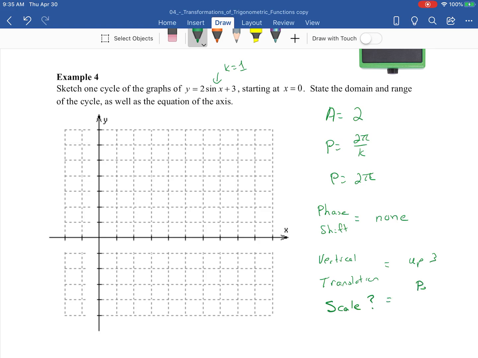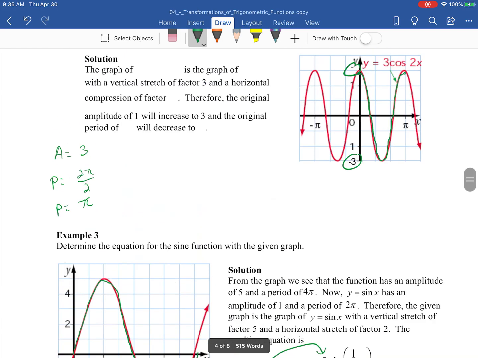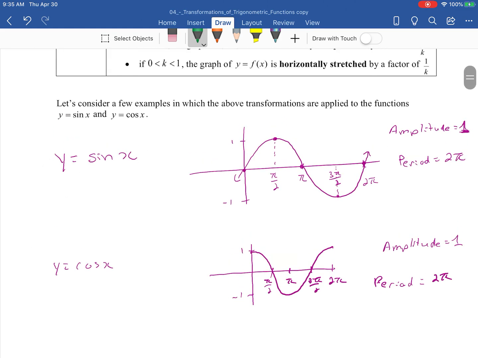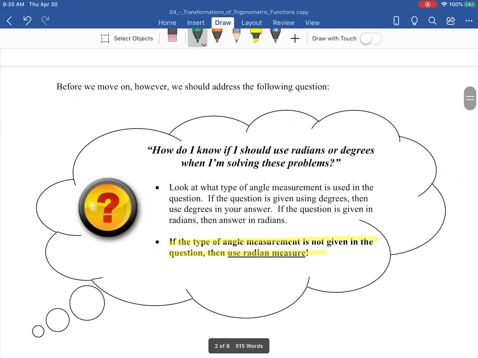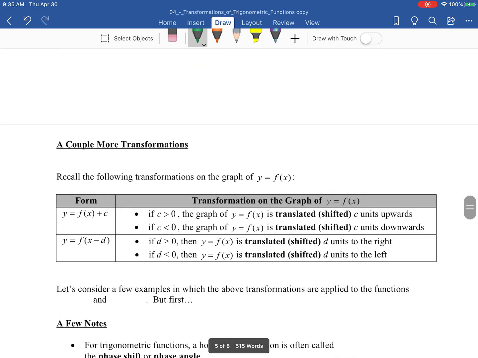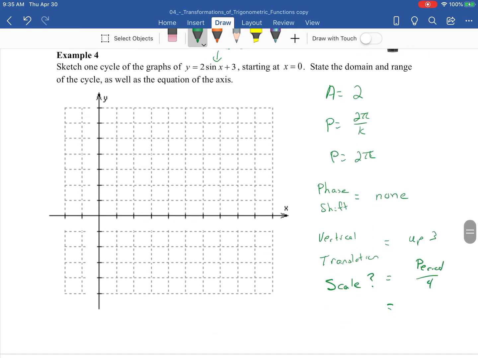So scale question mark. I say for a scale, we use period over 4. That's going to be a great scale. And the reason I say over 4 goes way back to these key points that I mentioned way up here: there's 4 sections, 1, 2, 3, 4 to this graph. And with 4 sections in the period, a scale of period over 4 will nicely come up with the points I'm looking for. You'll see what I mean in just a second. Here the period's 2 pi, so 2 pi over 4 is suggesting a scale of pi over 2.